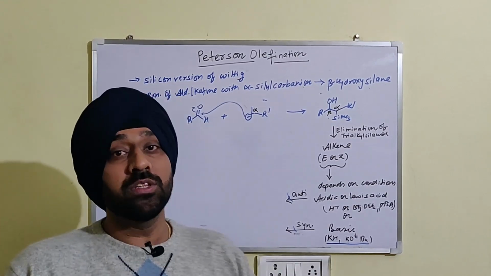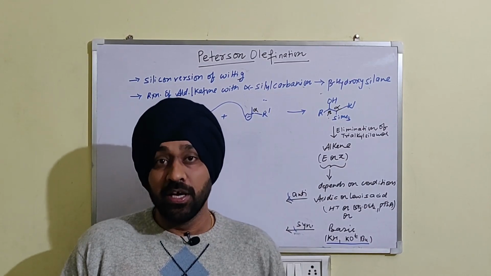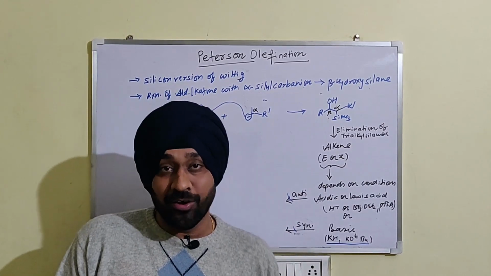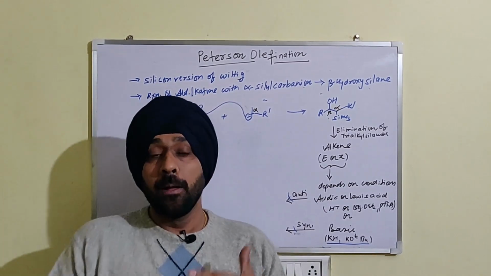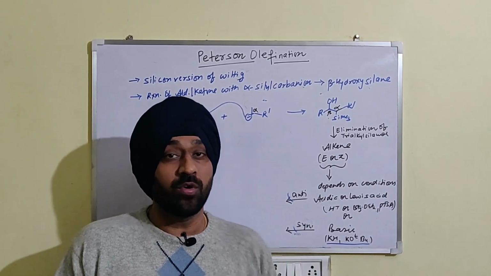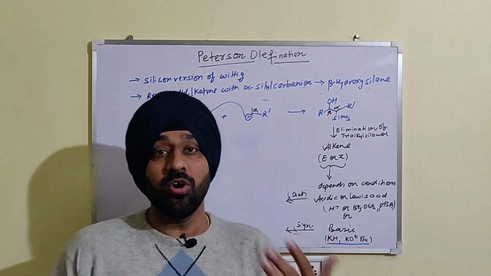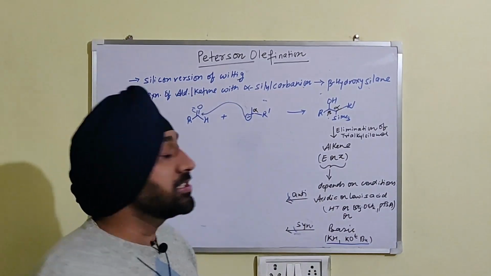And depending upon the conditions that we use, either acidic or basic, we end up getting either Z-olefin or E-olefin exclusively. This is because under both these conditions, the reaction follows either syn elimination or anti-elimination. Okay, so let's look at what this reaction is all about.